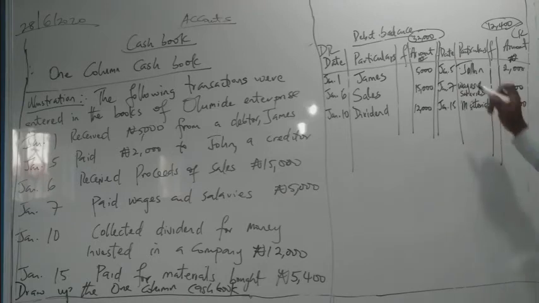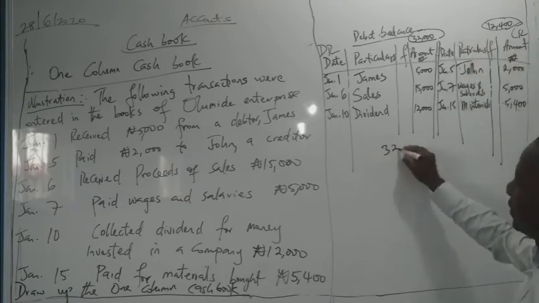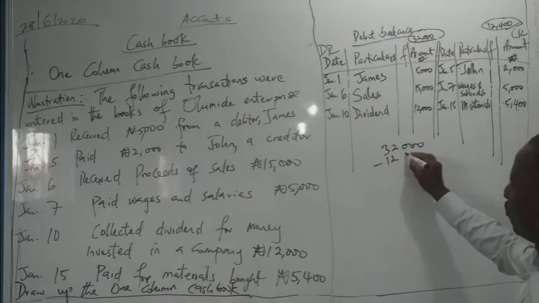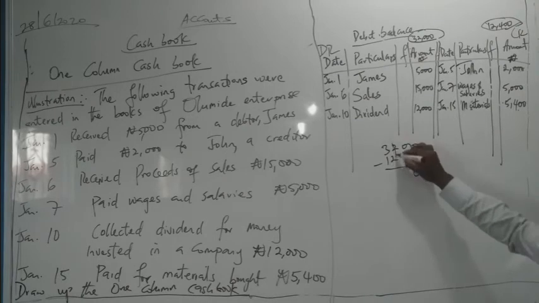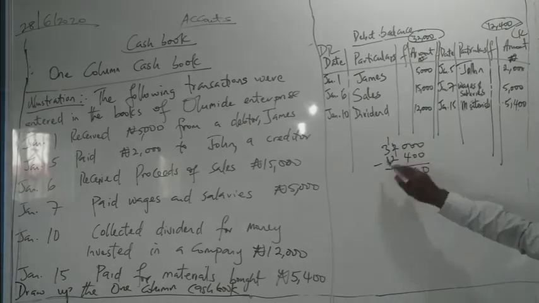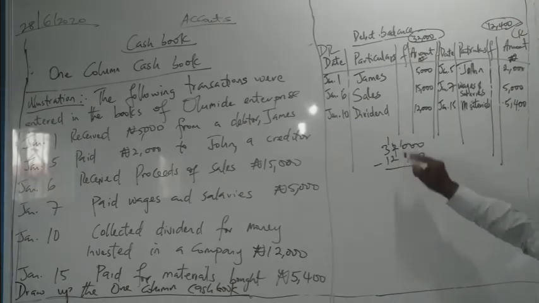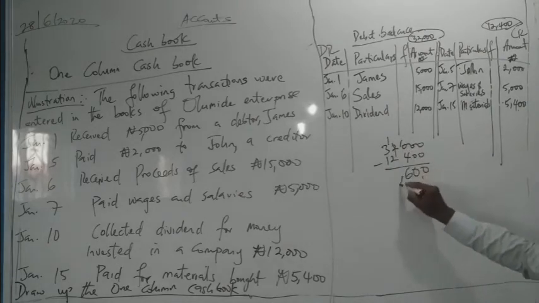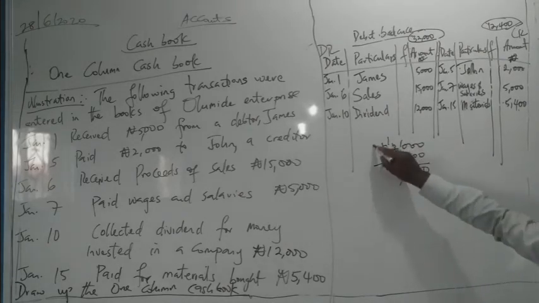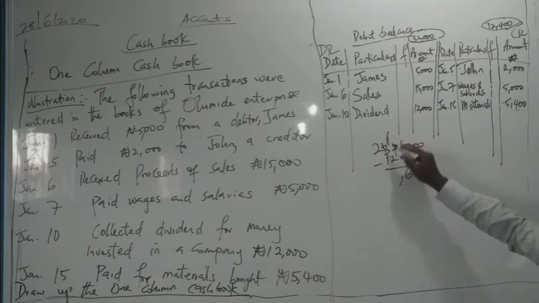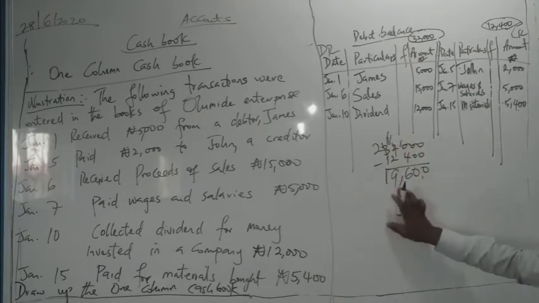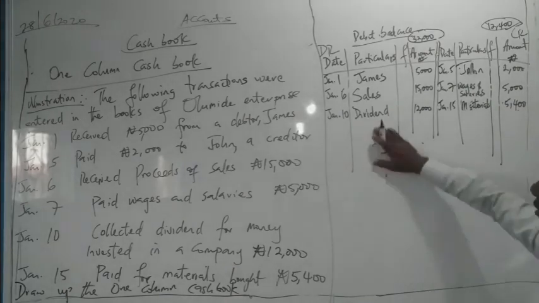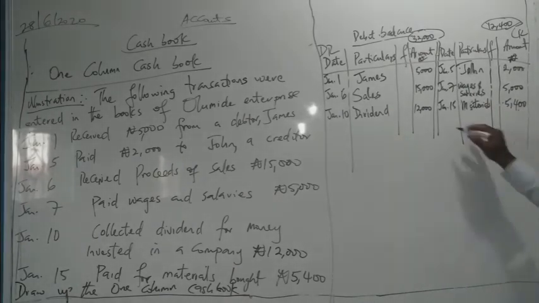Okay, looking at it, let's look for the difference. The difference between this and this, so 32,000 minus 12,400. This is our 0, 0. Remove 1 because this 0 cannot go here. Remove 1, put it here. 10 minus 4, 6. 1 minus 2, it can't go. Take 1 here, put it here. 11 minus 2, 9. 2 minus 1, 1. So 19,600. That is our balance. We will now come.